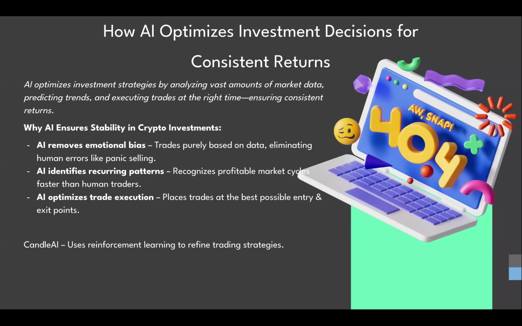As I mentioned earlier, at Candle AI we use reinforcement learning to refine some of these strategies, which takes care of emotional bias. The AI we have is able to identify some of the recurring patterns in the market, and then it can execute trades for us, and also optimize the trade executions in the market, for it to enter right and exit right.